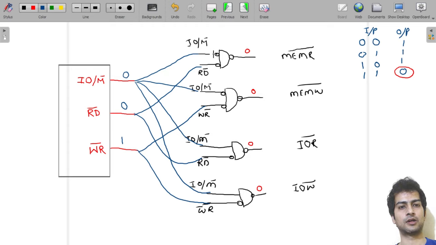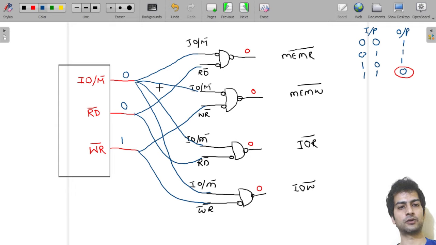So let's see. Here we will have 0, and here we will have 0. It will become 1 1 1, and it will become 0. That is, we will get memory read.